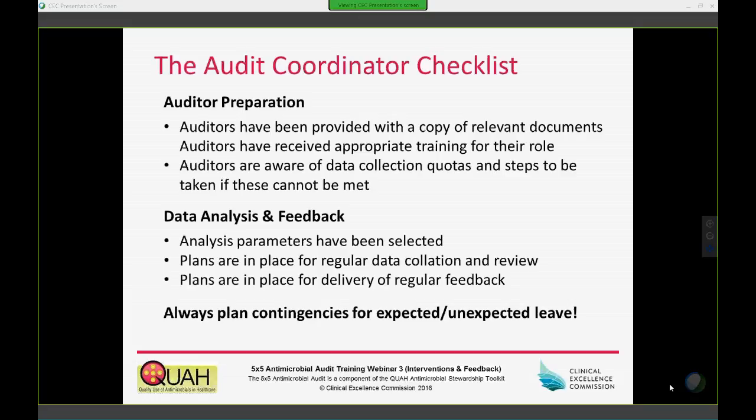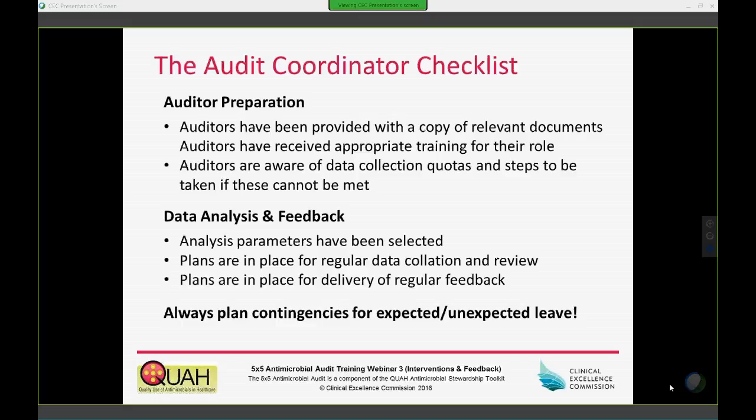Under the data analysis and feedback section, you should be selecting your key analysis parameters. So in the first webinar, I actually gave a quick demo of the spreadsheet that we use to collate and analyse our data, and you might remember that there were up to 3 parameters by which you could stratify your data if you had that information collected. So it might be by hospital, ward and specialty, or it might be by ward, specialty and team. So you pick those parameters up front depending on your needs.